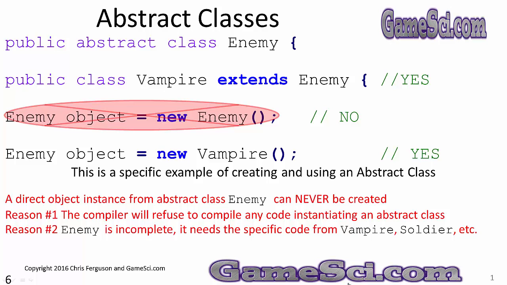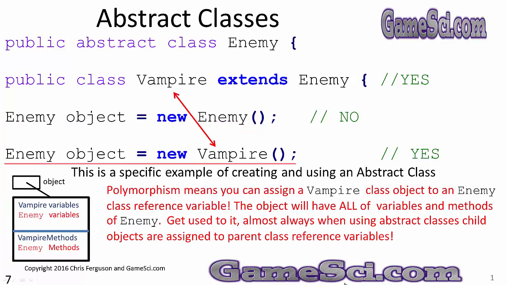Reason number 2, enemy is incomplete. It needs specific code from vampire, soldier, etc. in order to be a complete object. So we're not allowed to build objects out of abstract classes. So what are we allowed to do with abstract classes? We are allowed to assign child objects to abstract class reference variables.